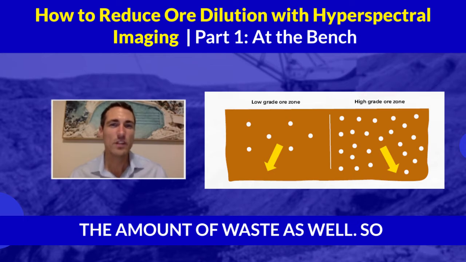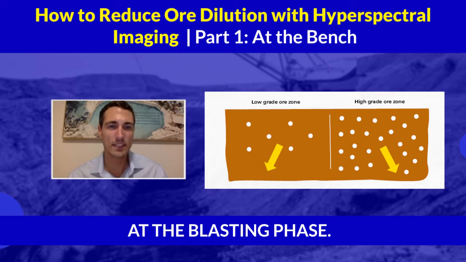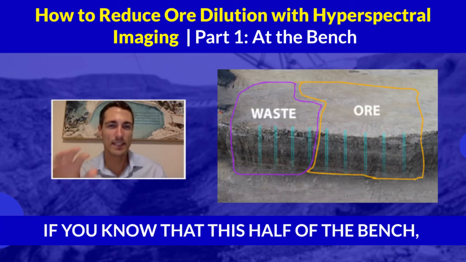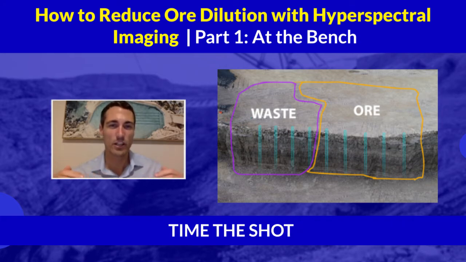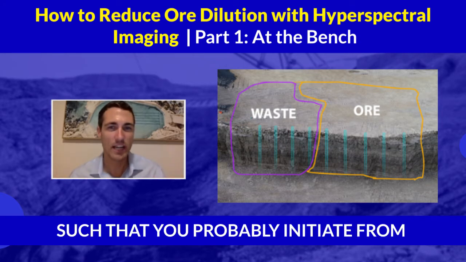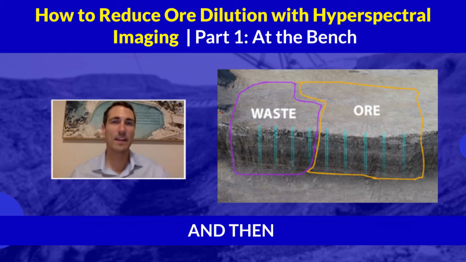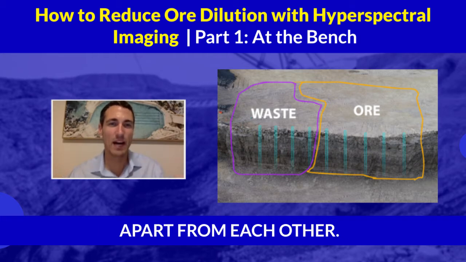So the way to do this ideally is at the blasting phase, to stop everything getting mixed up in the first place. If you know that this half of the bench, for example, is high grade and this half of the bench is low grade, time the shot such that you'd initiate from the bottom right and the bottom left, and then pull each of those sections apart from each other.